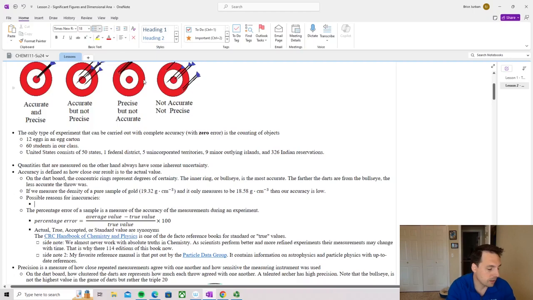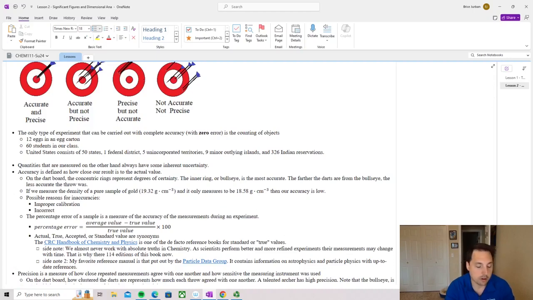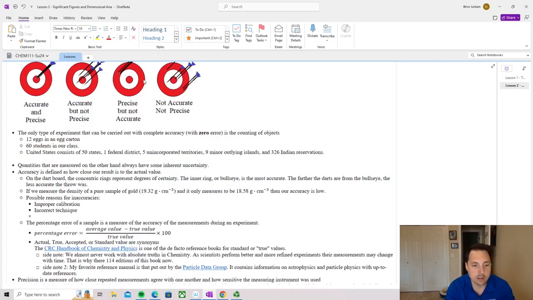The possible reasons for this inaccuracy could be a number of things, but these are some things I thought of. Improper calibration. So maybe we didn't calibrate our scale. We might have the incorrect technique. Or we have a sample that's been adulterated. Perhaps it's not pure gold, but there's some silver or another material that's mixed in with it.